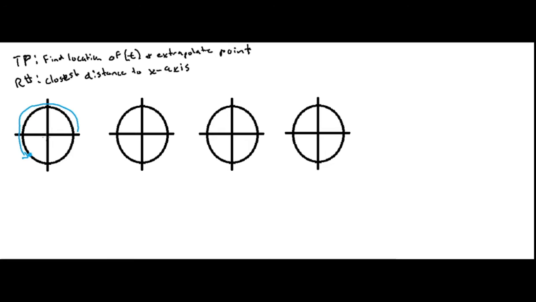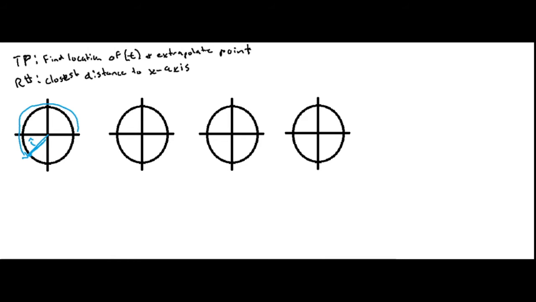And then let's say you have your reference number, so that'll be the closest distance to the x-axis. So just draw a line to the center, and you'll notice that you go back this way, that is your closest distance to the x-axis. So let's get into some example problems.